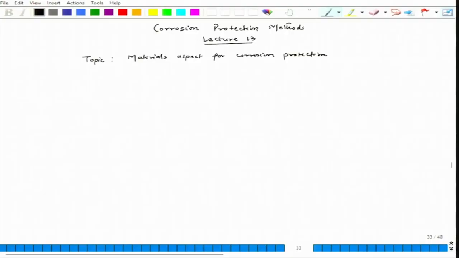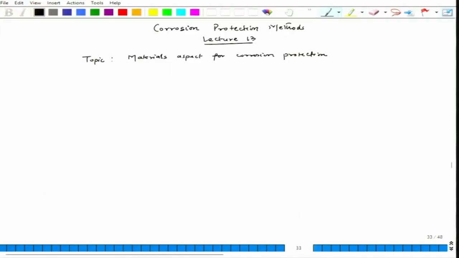So, we have to understand this materials aspect of corrosion protection. We have talked about the design aspect, where we are not touching the material part, rather we are only looking at the geometry part or the metal connections part.